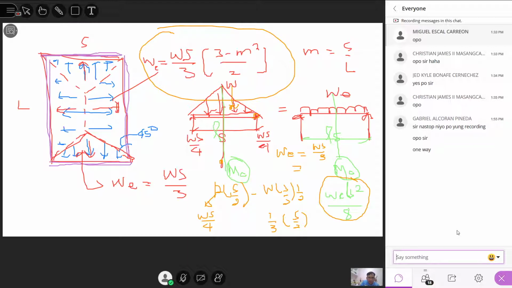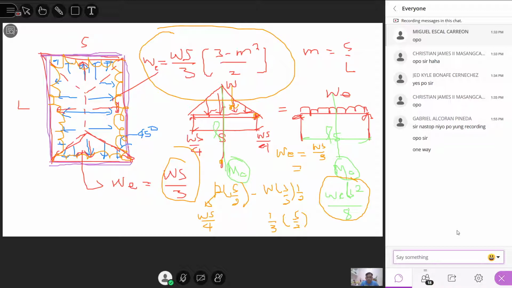And then ganun din dito, using WS over 3, you can calculate the equivalent load here. Ganun din naman dito sa taas, you can calculate the equivalent load here. Ganun din dito sa gilid, you can calculate the equivalent load here. Naintindihan niyo, class? Any question?